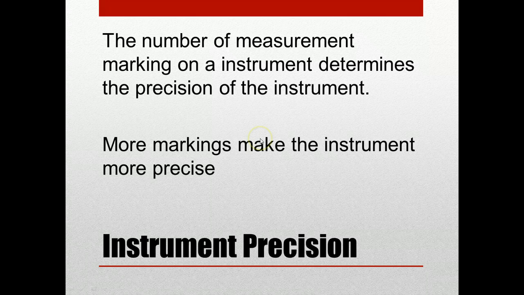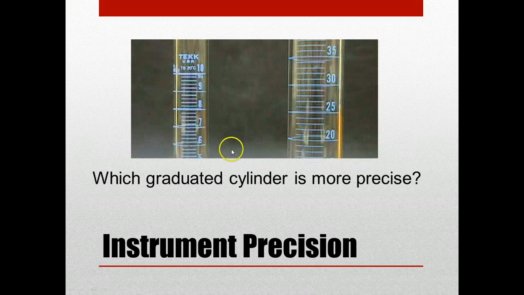The instrument will also tell you what unit we are measuring in. Are we looking at centimeters or inches? Are we looking at millimeters? Are we looking at milliliters or liters or kiloliters or pounds or grams, etc.? So that information is the first thing you should look for on an instrument.